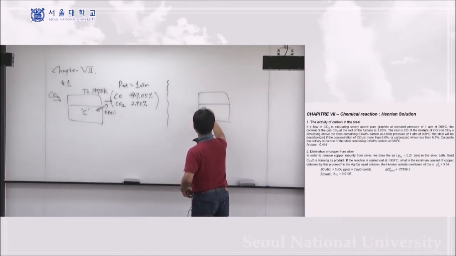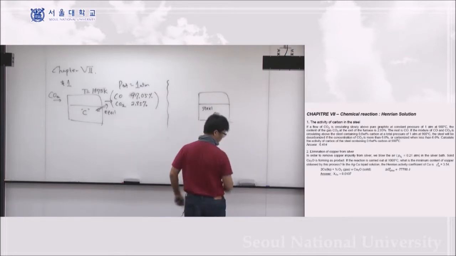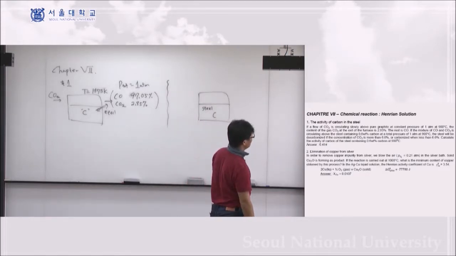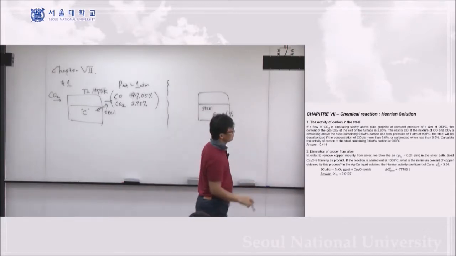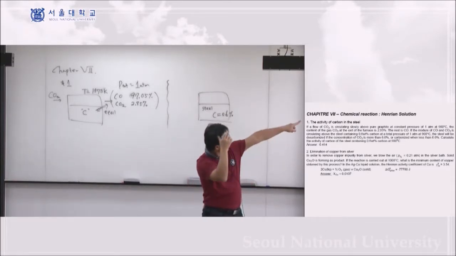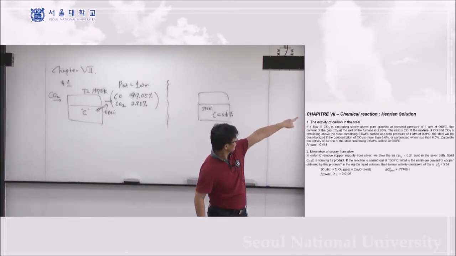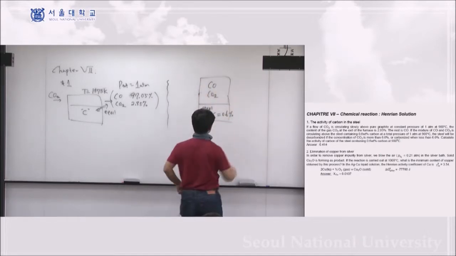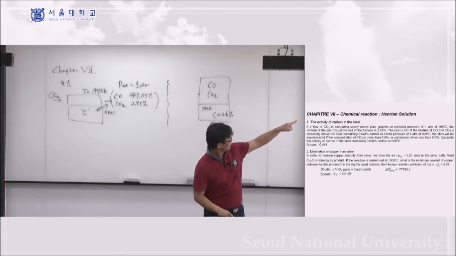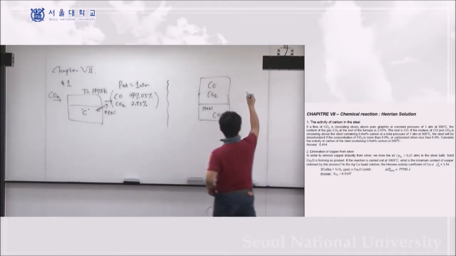And the other one is, now I have another furnace here. I have steel, and this steel contains carbon, and the amount of carbon is 0.6%. CO2 is circulating, so there's CO and CO2 in this furnace too. If CO2 is more than 6.6%, then decarburization happens, and if it's less than 6.6%, carburization happens. So you first have to understand carburization and decarburization.